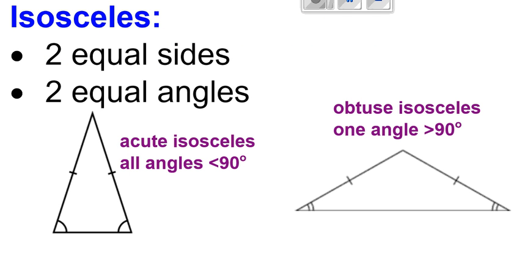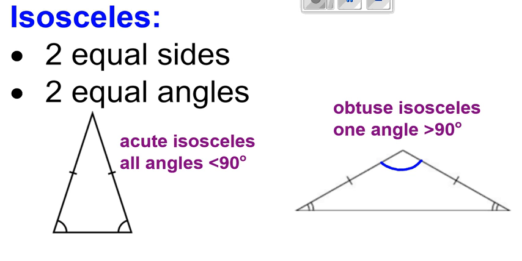Isosceles triangle has 2 equal sides and 2 equal angles. So we do have 2 types of isosceles triangles. Notice the markings here. So that means the sides are equal. And then, of course, this means the angles are equal. Also important to note that the angles opposite the sides are going to be the equal angles. So that's kind of important to know also. We have an acute isosceles in which all of the angles are less than 90. And then we also have an obtuse isosceles where one angle, in this case, this angle is greater than 90.